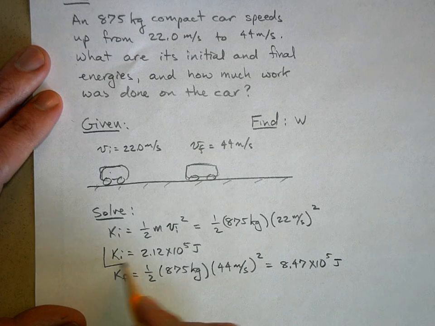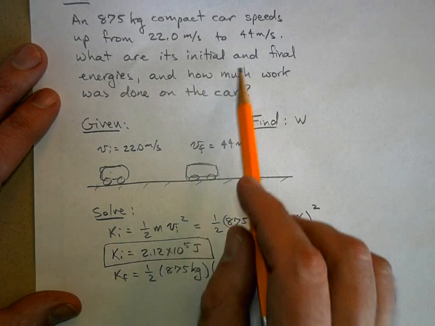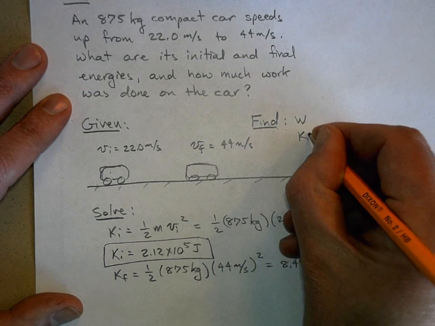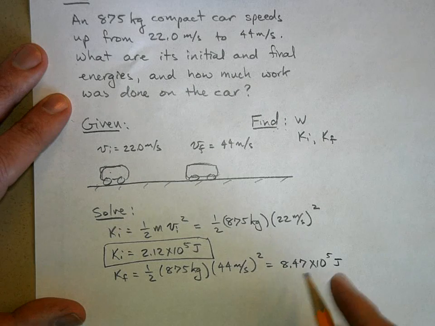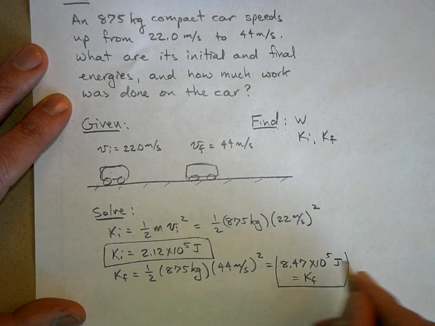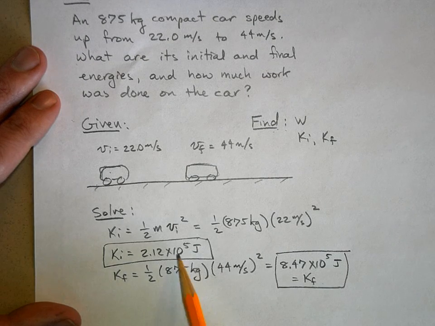Okay, oh, I forgot, what are its initial and final energies? I forgot to put that in. So K initial and K final. So here's K initial, and here's K final. Now look, obviously the car gained energy.